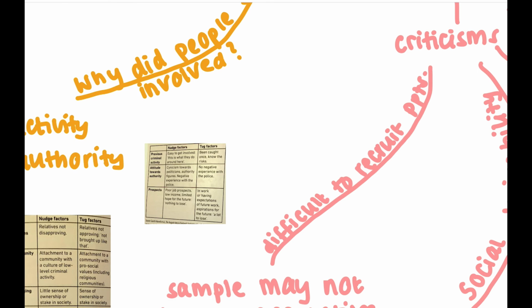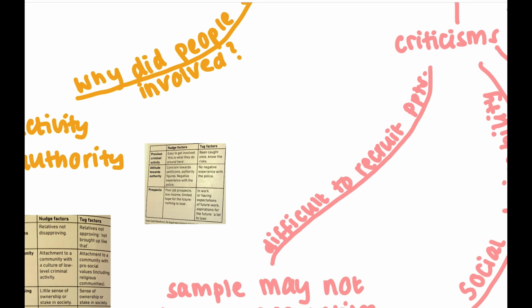The next dispositional factor was their attitude towards authority. So if they had negative views of politicians and authority figures, and also negative previous experiences with the police, they're going to be much more likely to get involved. Perhaps they were the retaliators. They wanted to riot and loot for this reason.